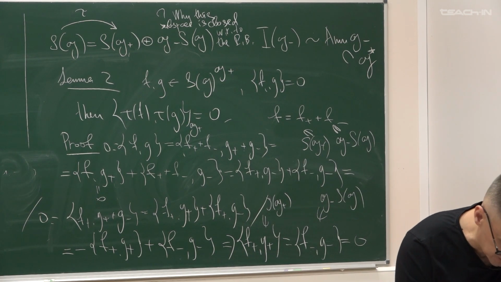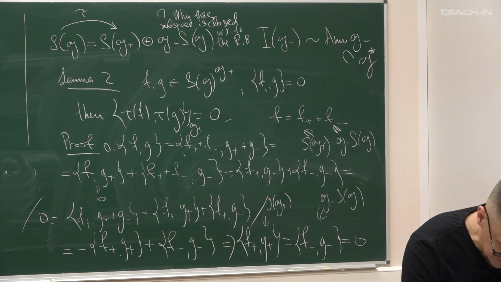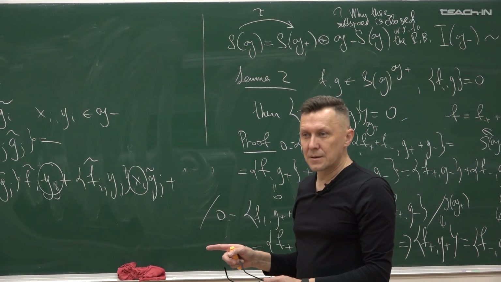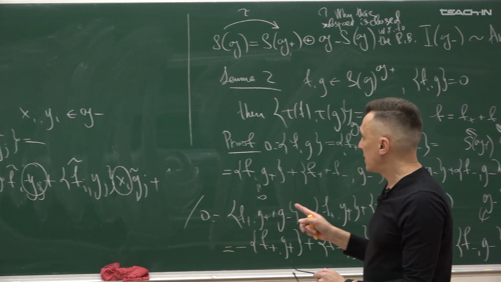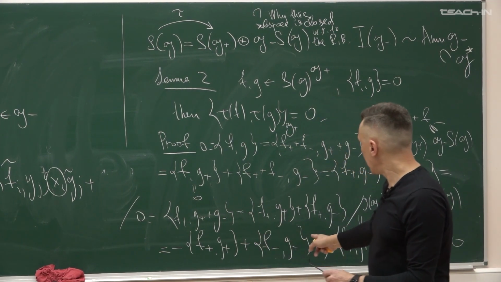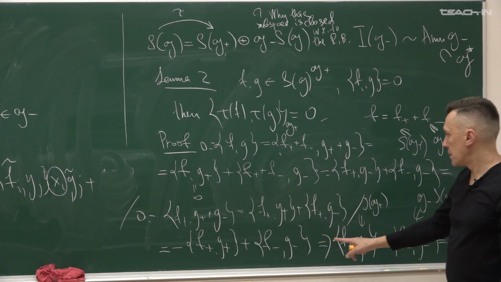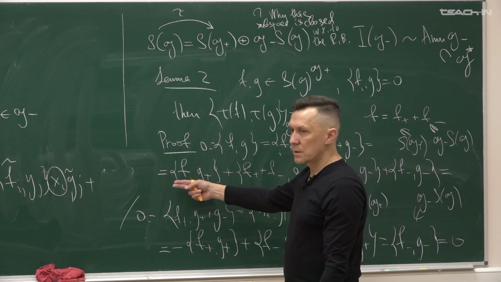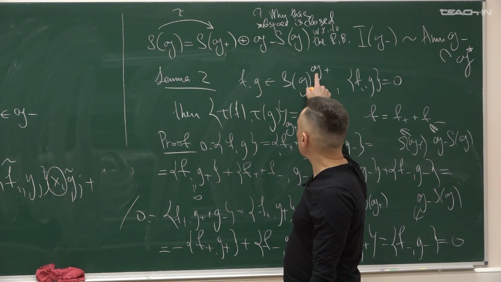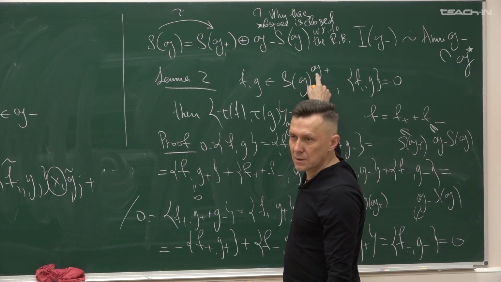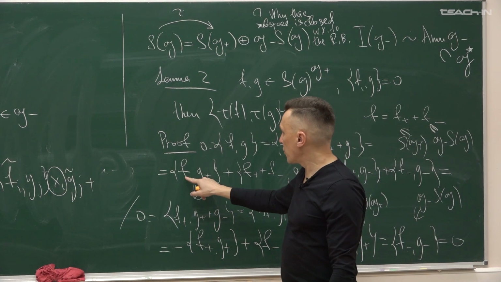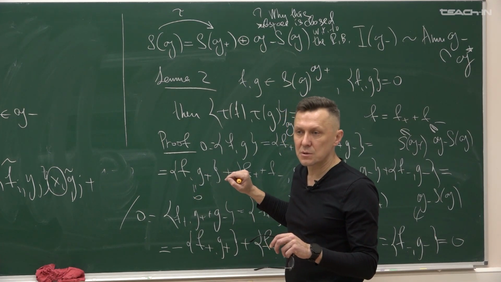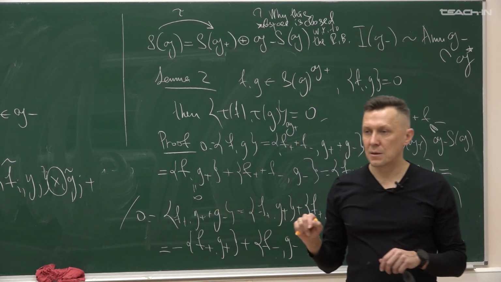Is it clear? Do you want some comments? Why is xi, you suppose that? And why is the bracket of I and G plus 0? Which line? I and G plus. This one? Yeah. Because f is a G plus invariant function. It means that the Poisson bracket of f with all generators of this Lie algebra are zeros.